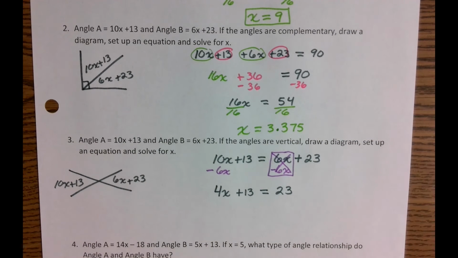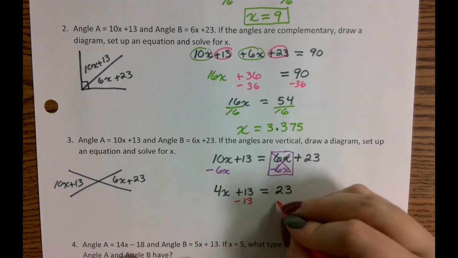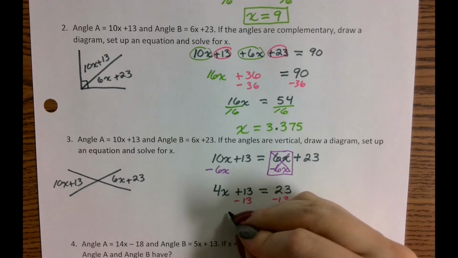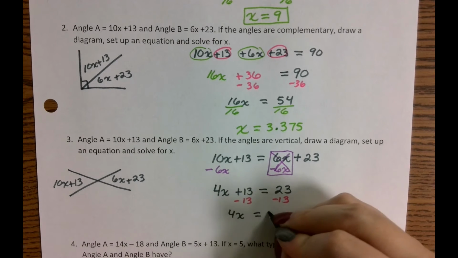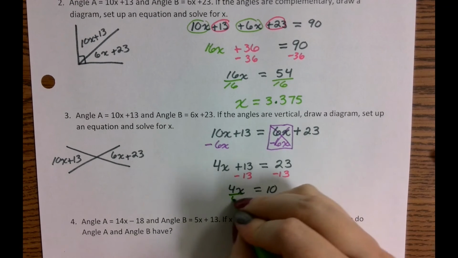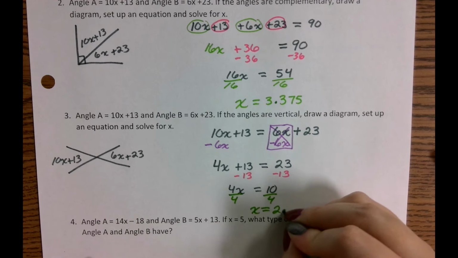All right, and then we follow those simple two-step rules. Subtract the constant from both sides first. So we're subtracting 13 from both sides. That gives us 4x is now equal to 10. And then divide both sides by the 4. And we'll get x is equal to 2.5.